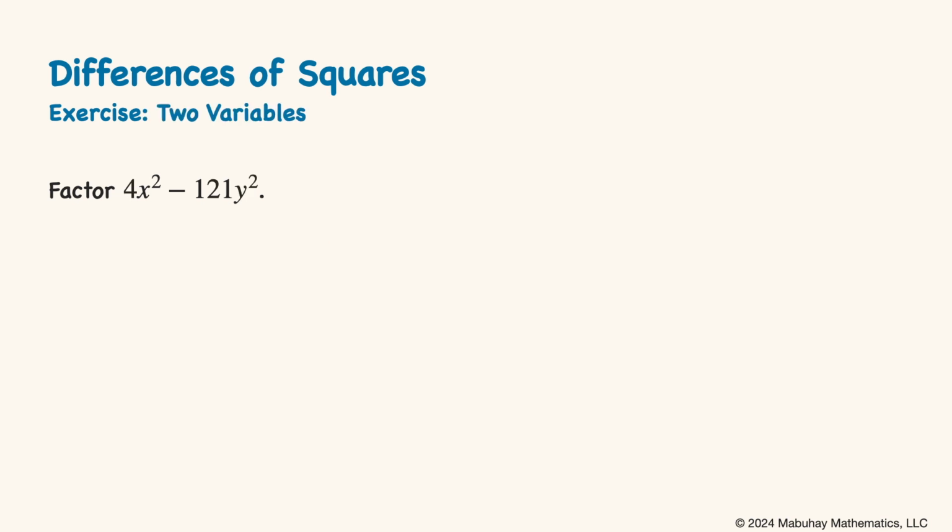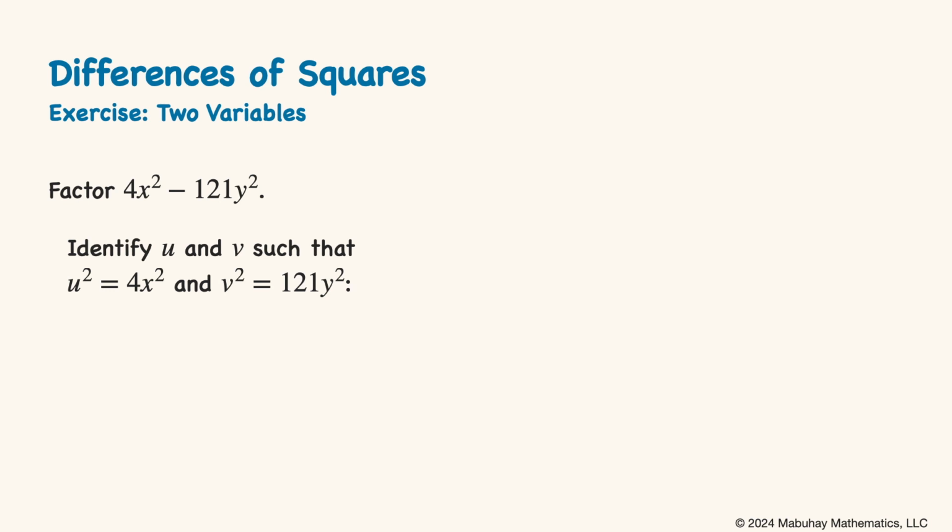4x squared minus 121y squared. We need u and v. Let's look at the 4x squared. 4 is 2 squared. Pull out the exponent. So this tells us we want u equals 2x. What about v? 121 is 11 squared. Pull out the exponent. This tells us that we should set v equal to 11y. There's our u and v.